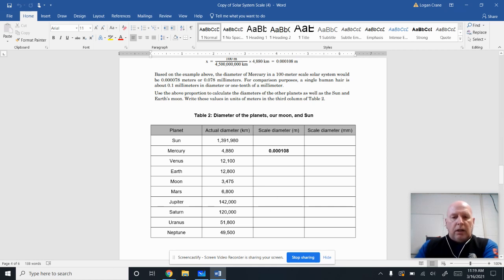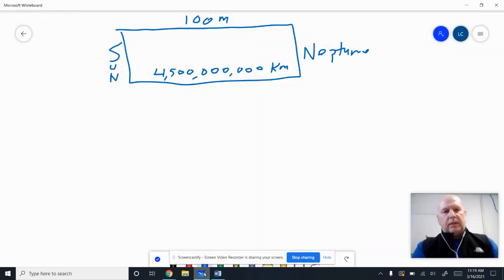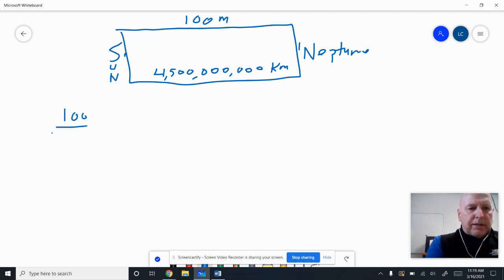So let's get started. I've created a document right here. Yesterday we started this, and it's 100 meters. This is our football field, where 100 meters is equal to 4,500,000,000 kilometers, sorry. And that's the distance from the sun to Neptune. So from goalpost to goalpost. All right. So yesterday we looked at this relationship of 100 is to 4,500,000,000.